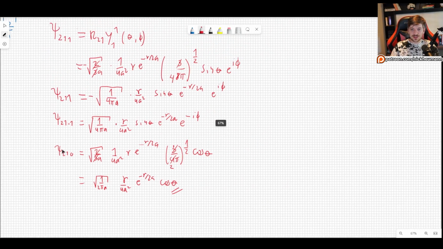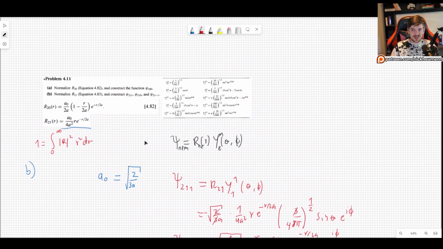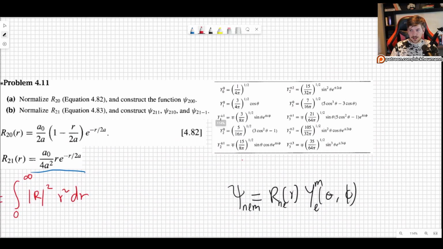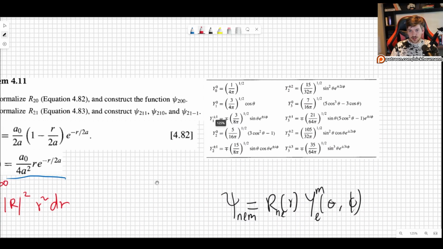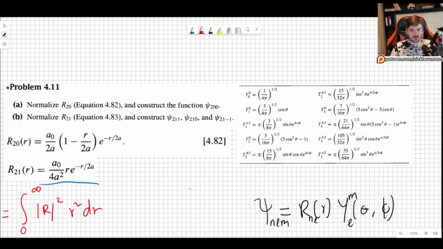So we found every single wave function here. You can see that this procedure is pretty simple. You could do this with any other one. Of course, the radial parts may be a bit more complicated, the polynomials may be bigger, but the procedure is the same. So if you could do this, then you can just build any wave function you need for the hydrogen atom.